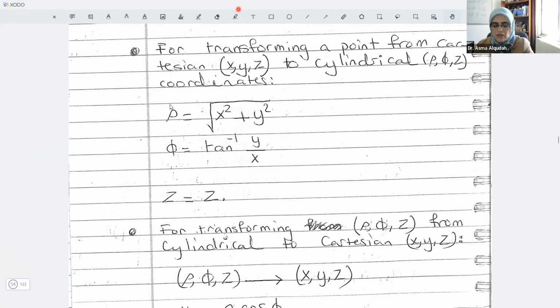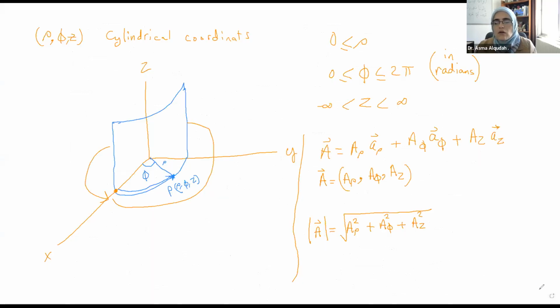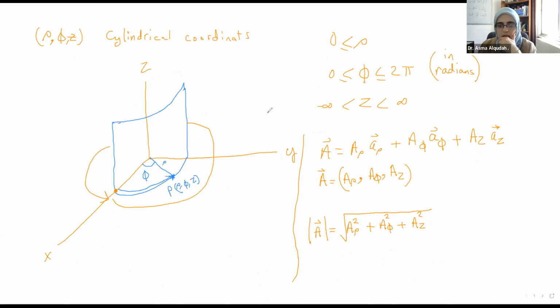Okay, now let's talk about the transformations. We have two types of transformations between the two systems, the Cartesian and cylindrical systems. The first kind is the transformation between points, and the other type is the transformation between vectors. Now let's get back to the previous slide.